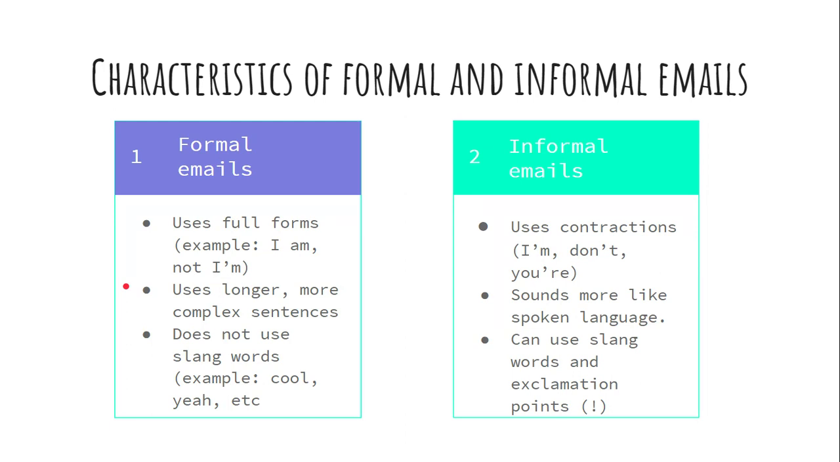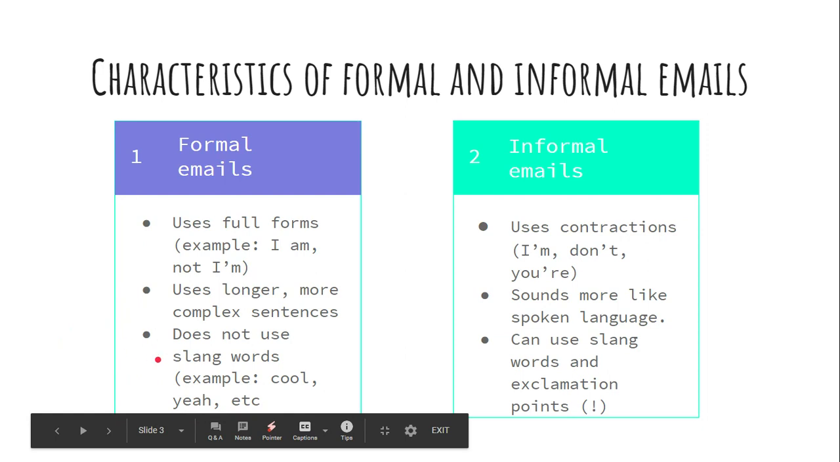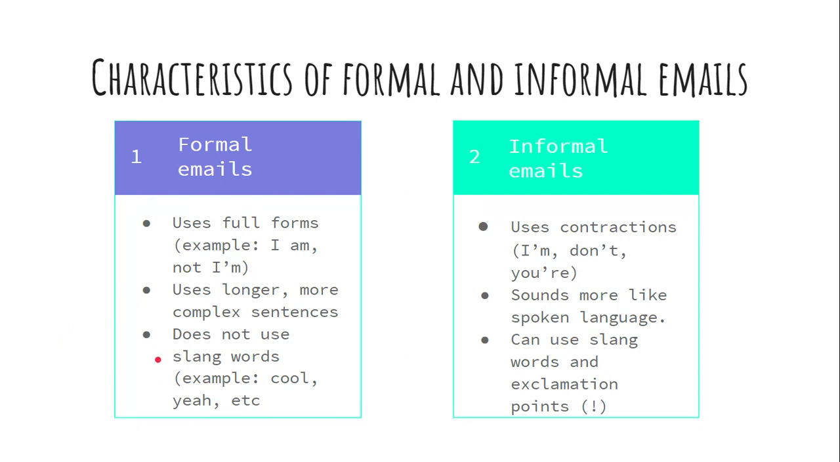So you're going to see compound sentences where, for example, I went to see a movie and my mother went to the supermarket. Instead of I went to see a movie, period, my mother went to the supermarket. You're going to see complex compound sentences. And a formal email also does not use slang words. You're not going to be using words like cool, yeah, super, those type of words that you would use in normal everyday situations with your friends.